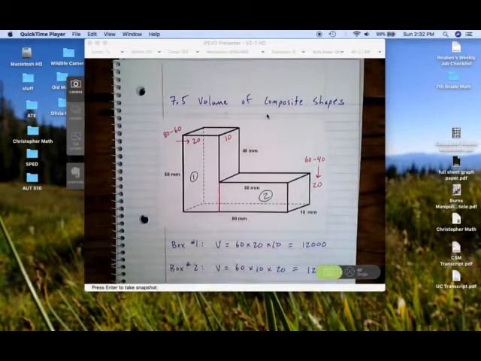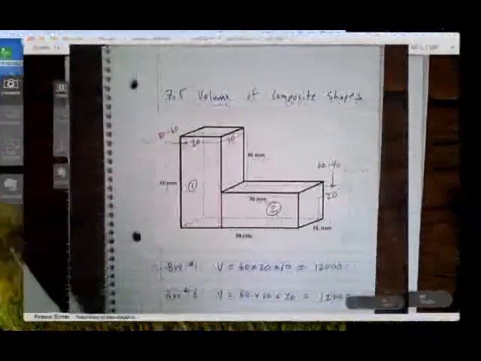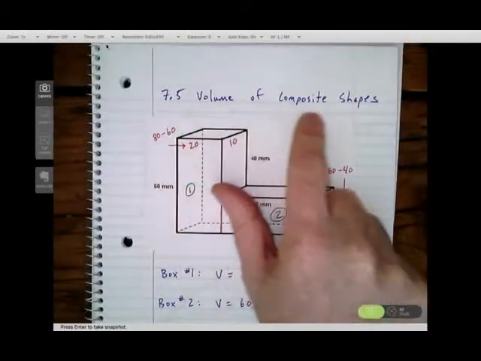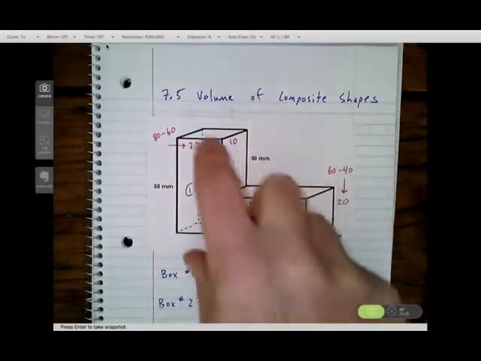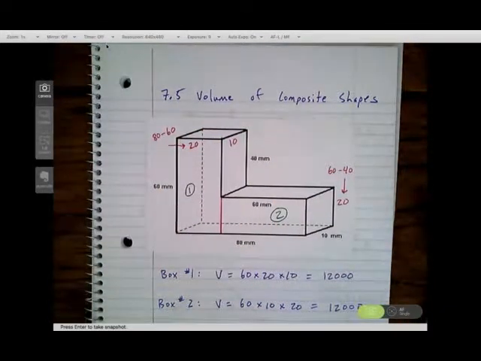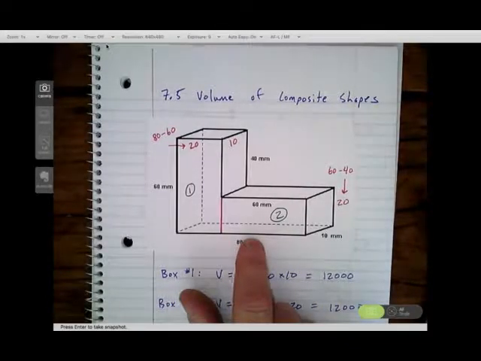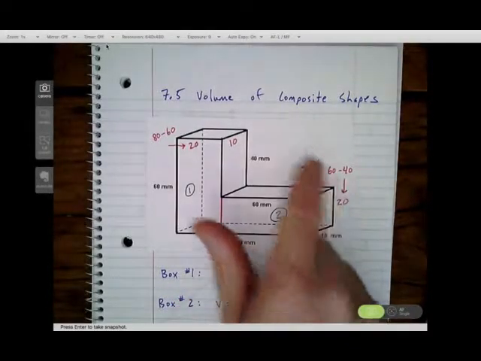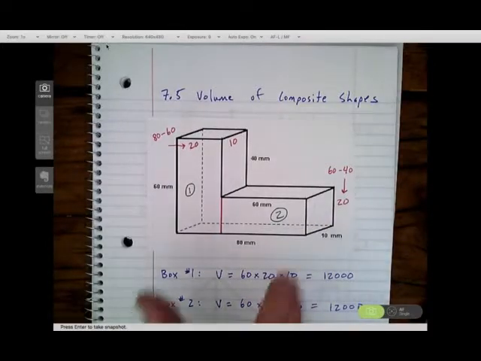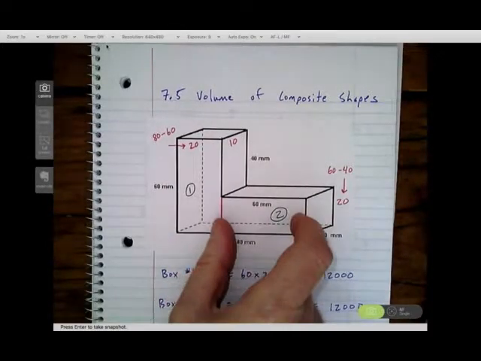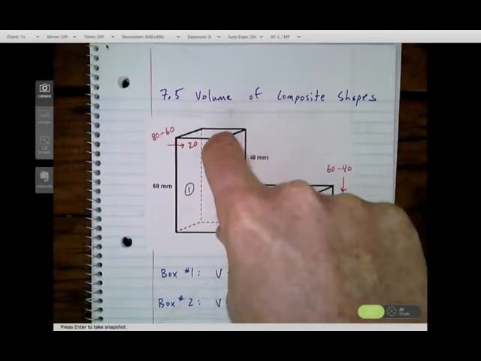Alright, here's the notes for section 7.5, and in this section we're going to be finding the volume of composite shapes. So they're going to be two three-dimensional shapes stuck together. So here's the first one. It's kind of an L-shaped block, and I'll explain what all this writing is here in a minute. But basically we have one rectangular prism and then another one stuck on at the end.